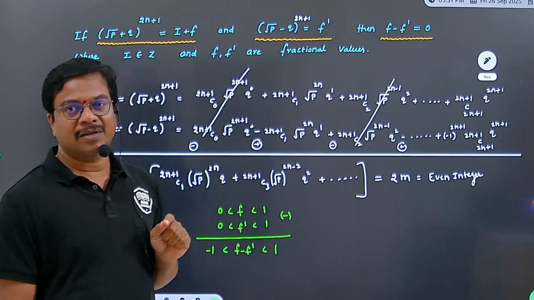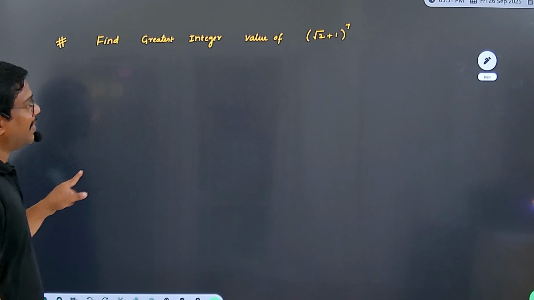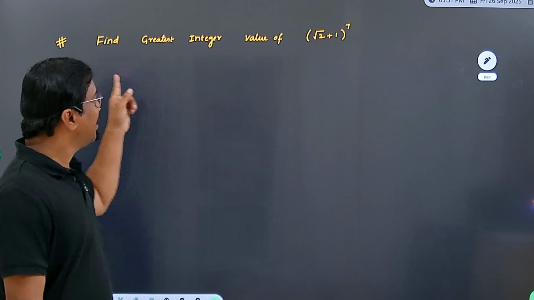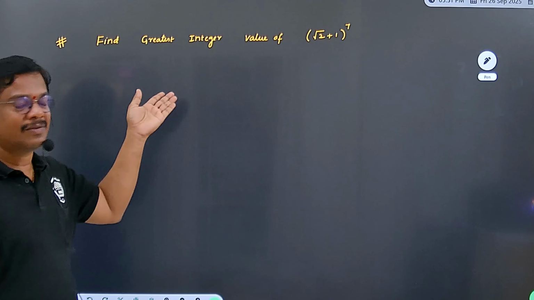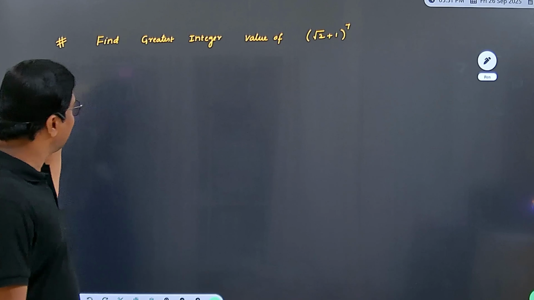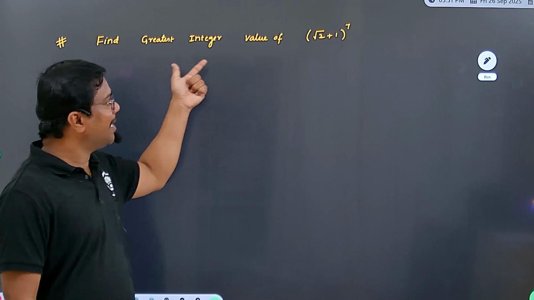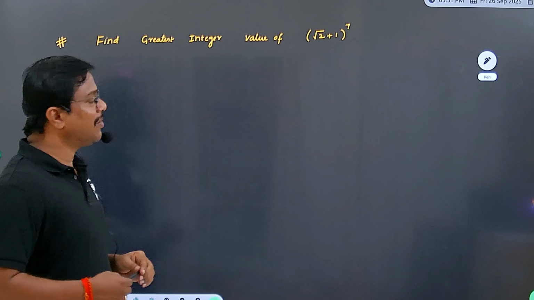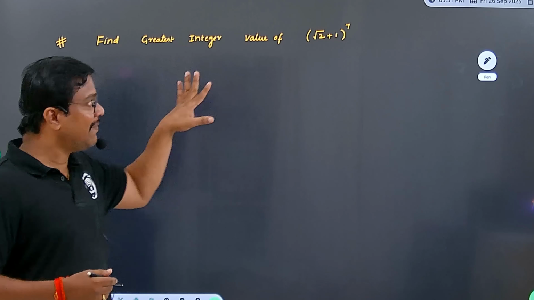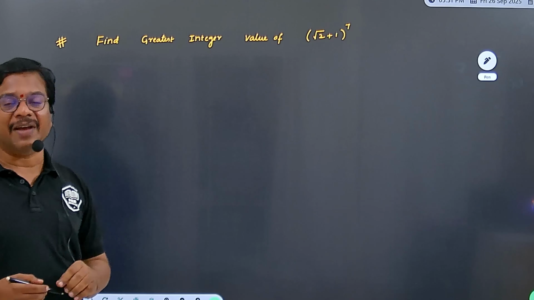These are helpful to solve application problems which you have in binomial theorem, particularly interlinked with the greatest integer value of root p plus q whole power n. Let us see this application question. The question here is given: find the greatest integer value of root 2 plus 1 whole power 7. In that, we just need the greatest integer value.